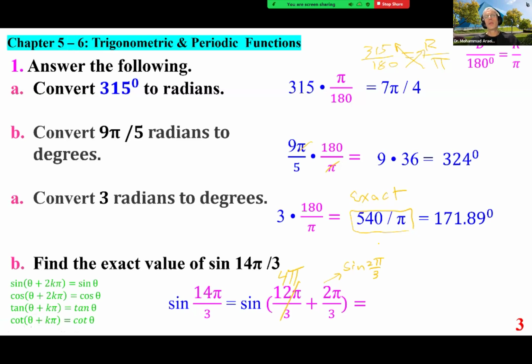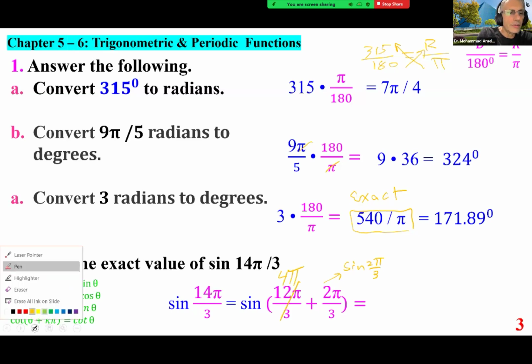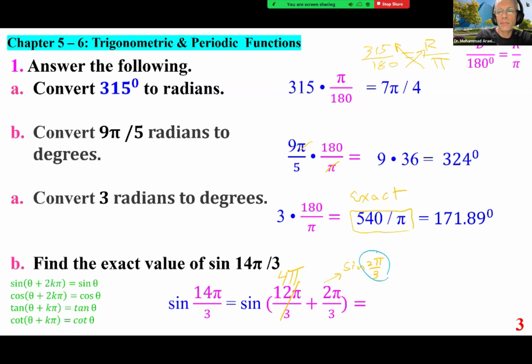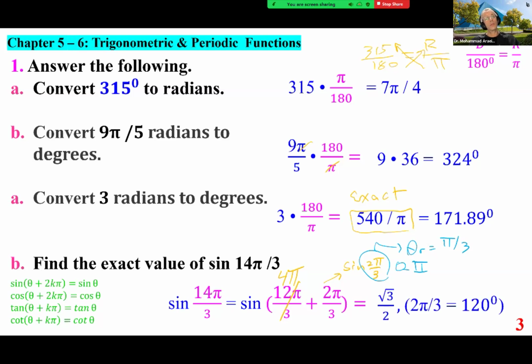And remember, I discussed the reference arc. I hope you recognize this, having the reference arc pi over 3. So that is the same as sine of pi over 3. But as far as positive or negative, you look at the quadrant. 2 pi over 3 is in quadrant 2. Sine is positive in the first and the second quadrant. So square root of 3 over 2. If it's easier for you to recognize because you have memorized it in degrees, notice 2 pi over 3 is 120 degrees. And if you go this route, then the reference arc is 60 degrees. Either way, makes no difference.